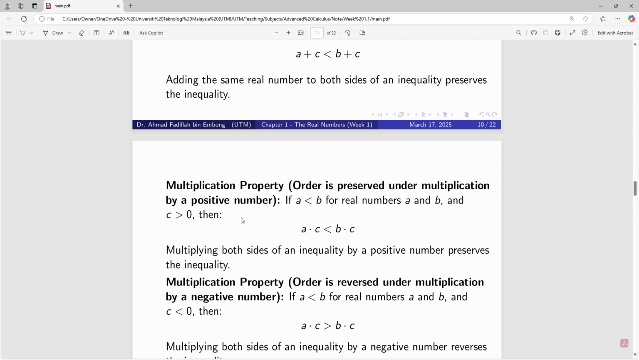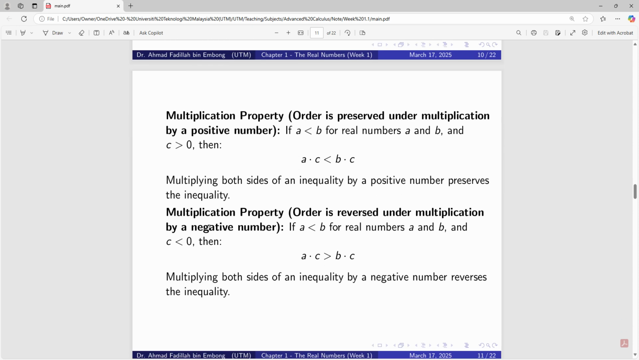So the next one is the multiplication property. If we have from the beginning A less than B and C more than 0, and we multiply both sides by C, of course the inequality symbol will hold. So A multiplied by C is less than B multiplied by C. Okay, for C more than 0. It will be the inverse if we consider C less than 0.